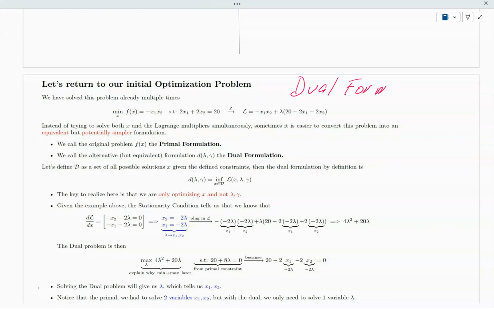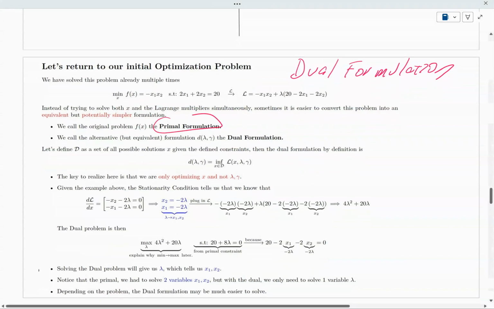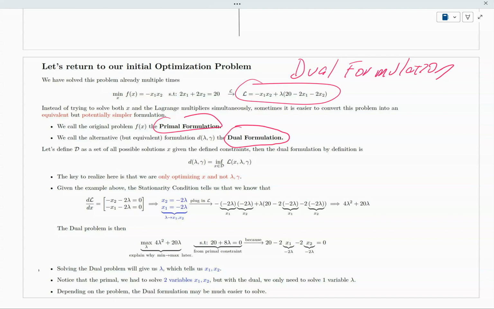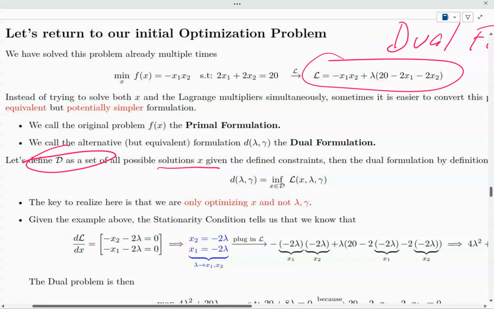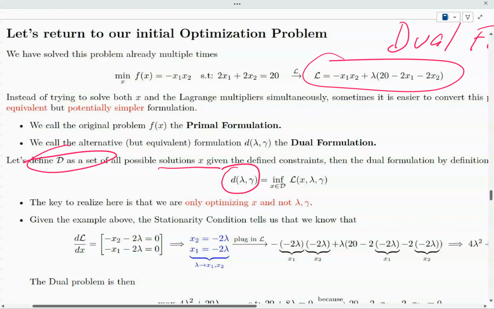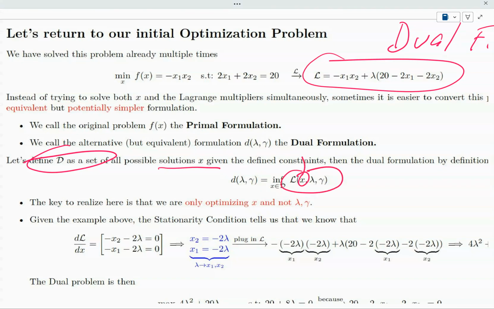Dual formulation. So we call the original problem the primal, and we call the alternative the dual formulation. So this is the primal. This is what we try to solve. And we can actually convert this into a different problem, which if we solve, we can get the exact same solution. So I'm going to define D as a set of all possible solutions. Out of all the possible solutions, we define the dual objective as when you solve the Lagrangian only for x. So we're not solving for lambda or gamma. We're only solving for x. If you find the x that makes the Lagrangian as small as possible, that is the dual.